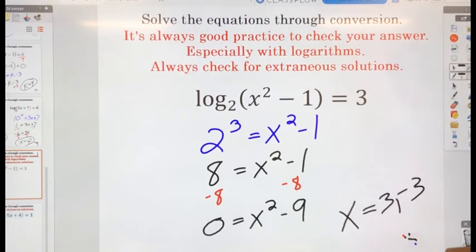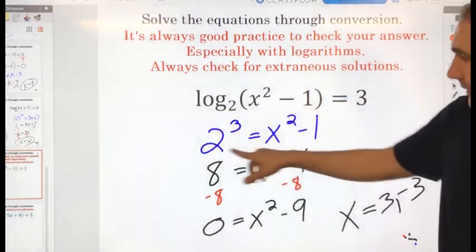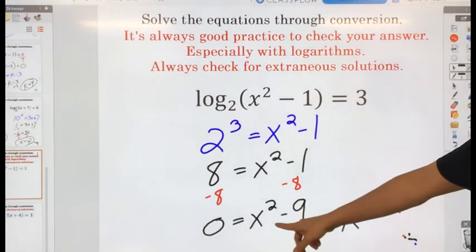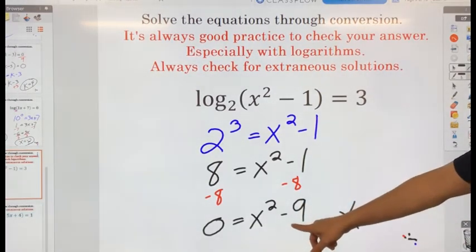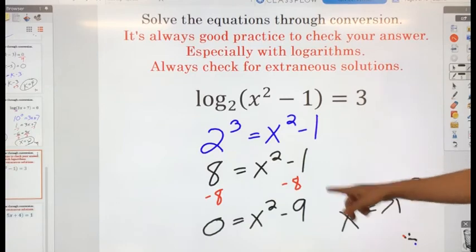With this type of problem, you had lots of options. You could add 1, give you a 9, then square root both sides, plus or minus. You could have factored this into x plus 3 and x minus 3. Using the zero product property would have got you here too. So it was a simple enough problem, a quadratic to start off with.